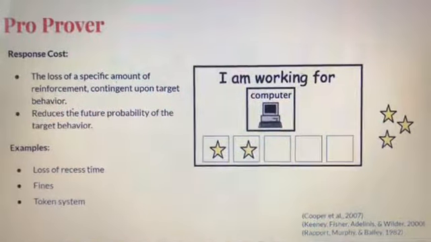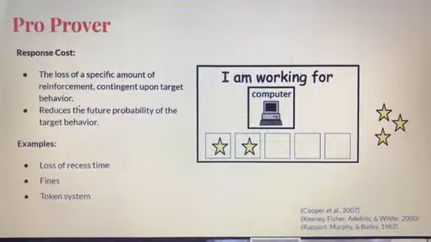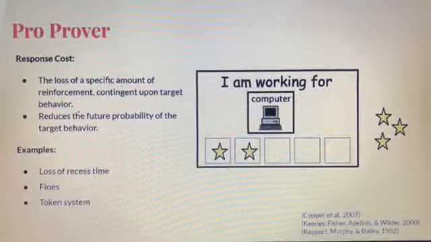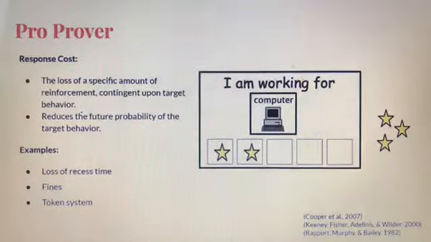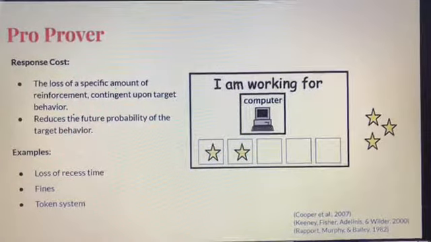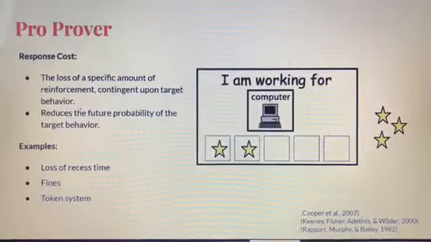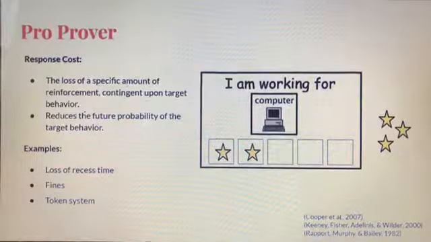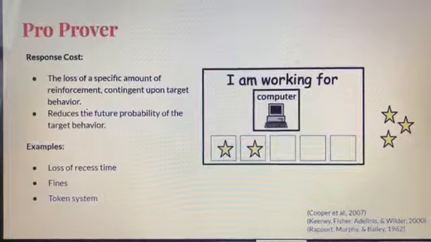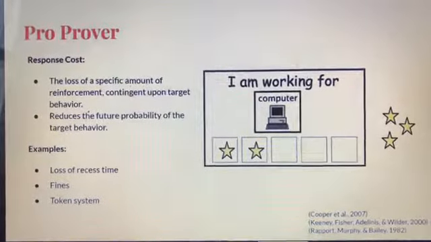The next intervention that I'd like to talk about is called response cost, which can be defined as the loss of a specific amount of reinforcement contingent upon target behavior. The use of this type of punishment reduces the future probability of the target behavior. Some examples of this are loss of recess time, fines, and the token system. With the token system, previous training indicated that starting out with all tokens and trying to keep them, compared to trying to earn them along the way to get access to a reinforcer, was actually more effective.